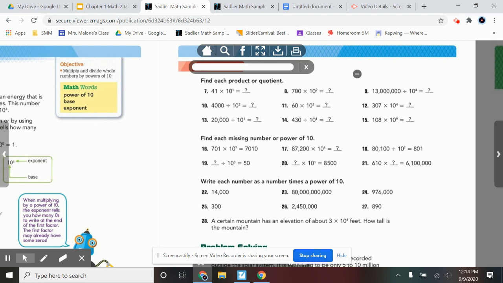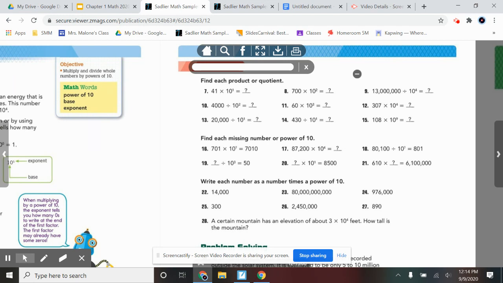So you got to be careful. Don't just get in a groove where you go so fast that you multiply all of them, because then on problem number 13, you're going to have a mistake because you were supposed to divide, not multiply. All right? Let's move to 16 through 21.